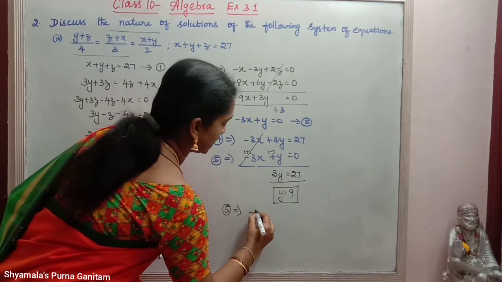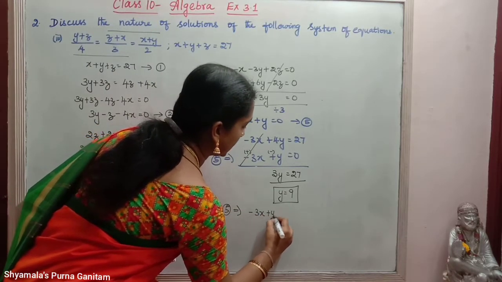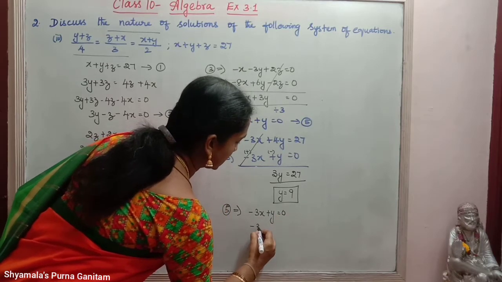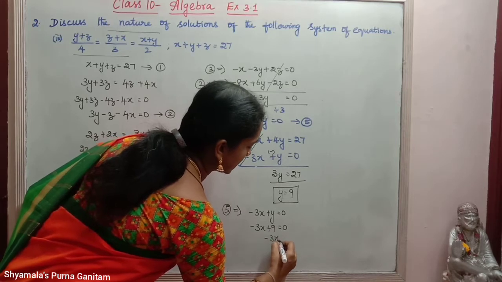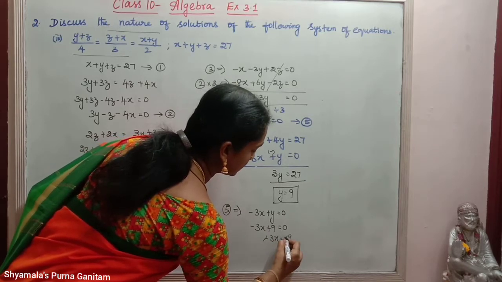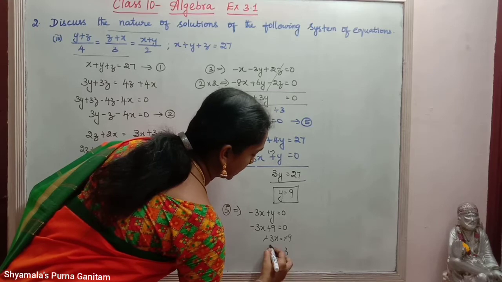So the fifth equation is minus 3x plus y is equal to 0. So minus 3x plus 9 is equal to 0. Minus 3x is equal to minus 9. The minus will get cancelled. x is equal to 3.